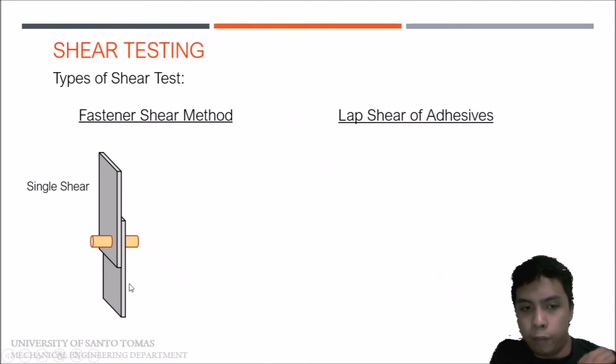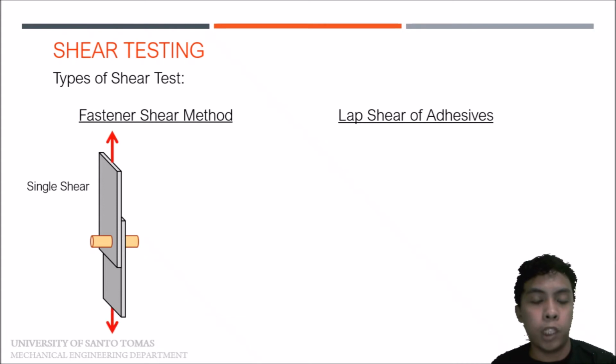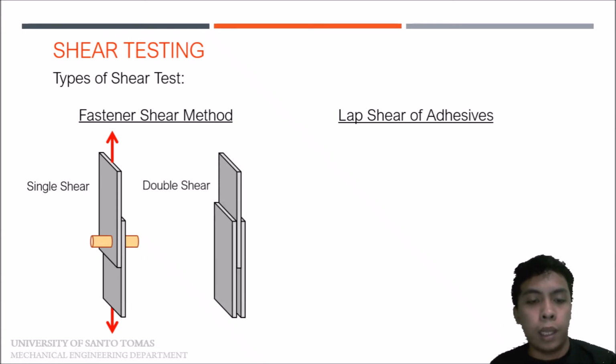So we have two forces that has same magnitude but opposing direction, just like this. So mangyayari, magkakaroon ka ng shear force dito. Next, we have double shear. Tatlong plates naman yan. And then magkakaroon ka ng dalawang shear, no?